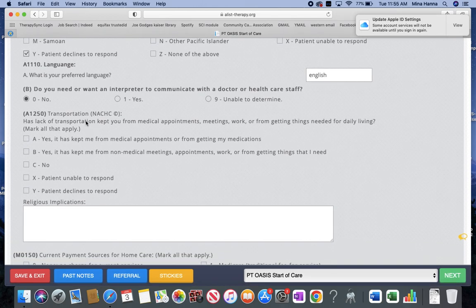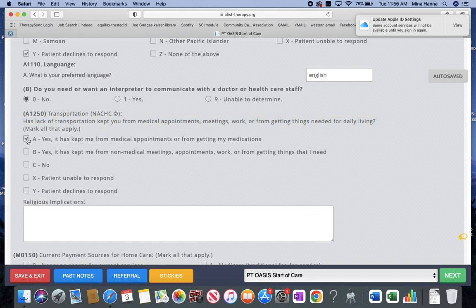And then it goes into questions about transportation. This is kind of the new stuff that's added to SOC. The lack of transportation, is this affecting you from getting to work, et cetera. So maybe they say, patient declined to respond, or maybe they said, no, it's not transportation. I have my son with me that can take me everywhere. Or yes, because my transportation is such a big issue.